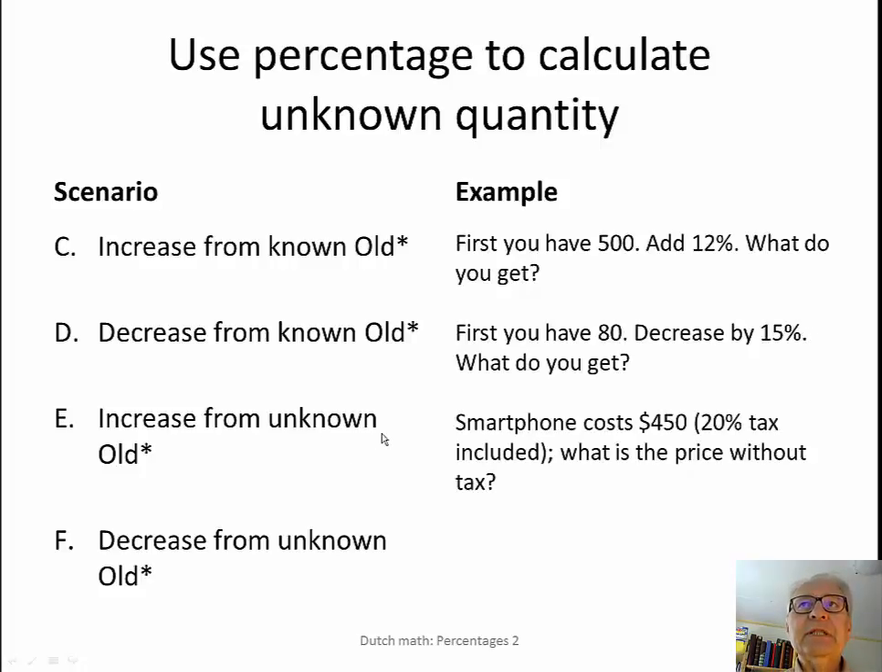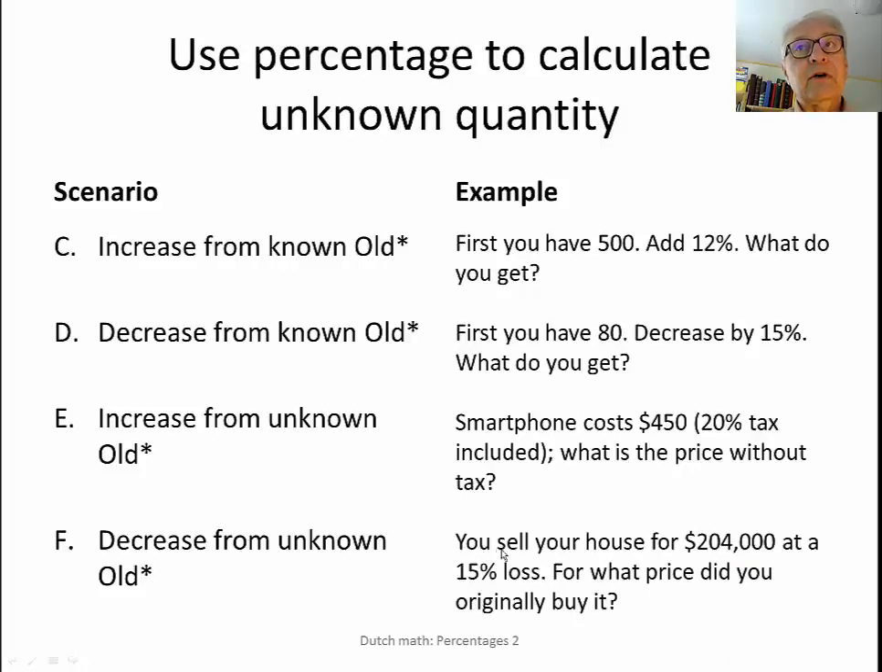The next situation is this. You buy a smartphone. It costs $450, tax included. And tax here is 20%. And the question is, what is the price without tax? So, what is the amount from which you have to take 20%? You don't know what that amount is, but you do know what the result is, $450.